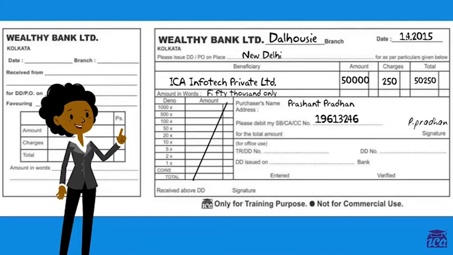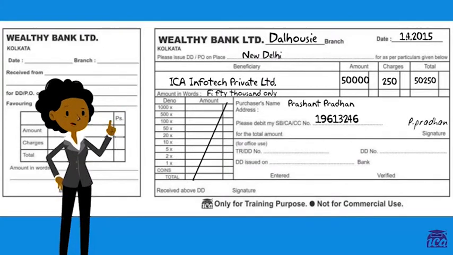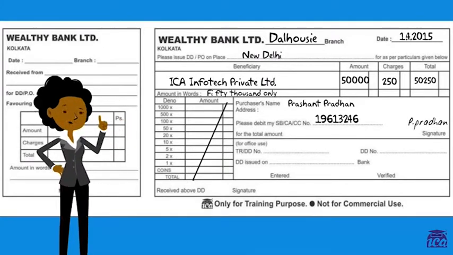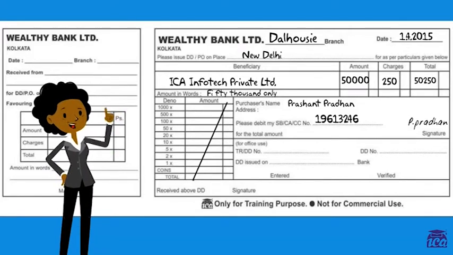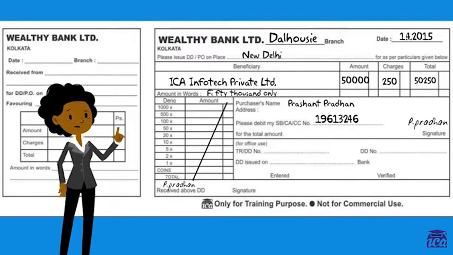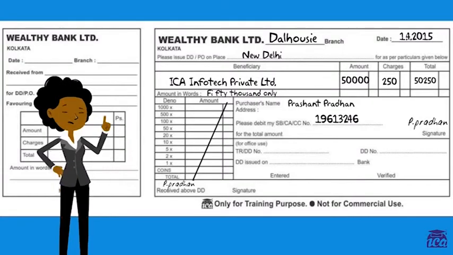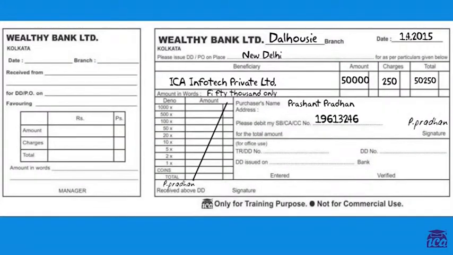This particular box is for office use. We don't need to do anything here. And just at the bottom it says received above demand draft. Here you need to put in your signature. That is, over here this Prasanta Pradhan is putting in his signature. Why his signature? He is the receiver because over here it says purchaser's name. So if someone has purchased this and this demand draft has been created, he is the receiver, so he'll put in his signature. Now coming to the left hand side, it's just the same details.